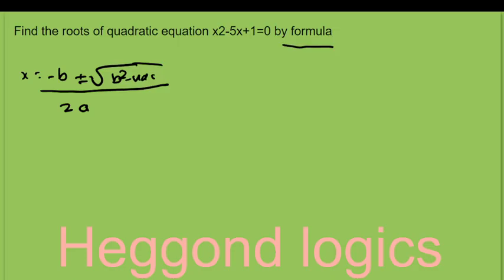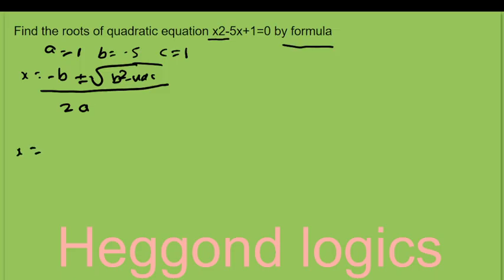Before that, we need to identify the a, b, c values from this equation. The a means the coefficient of x square, which is 1. And the b means the coefficient of x, which is minus 5, and c is equal to 1. C means the constant term. Put these a, b, c values in this formula, and directly we get the roots.